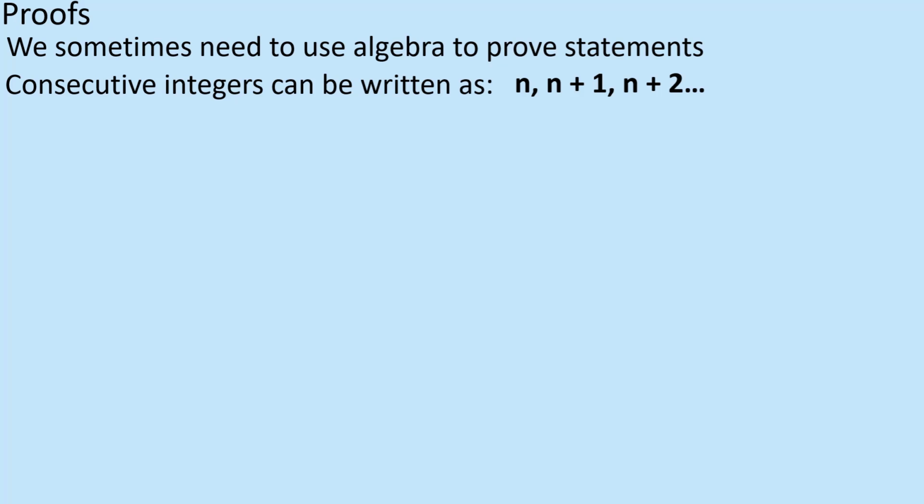And that is what you would use if you're trying to do a proof regarding consecutive numbers. So if you have to prove that the sum of 2 consecutive numbers is something, then you'd have to use n and n plus 1. All right, that's what we would need to use.